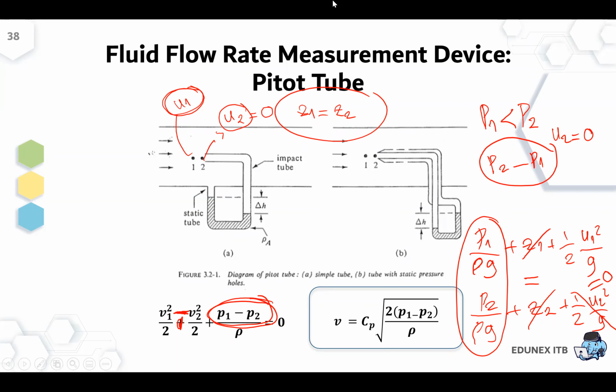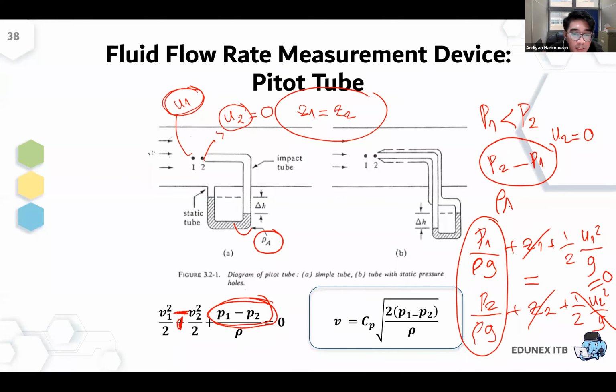Rho g delta h. Rho of what? Of the liquid with the lines. Yeah, this one. So if it's PA, this is the density of the manometer fluid times g times delta h. So please pay attention. In calculating the pressure difference, you need the value of the manometer fluid's density.